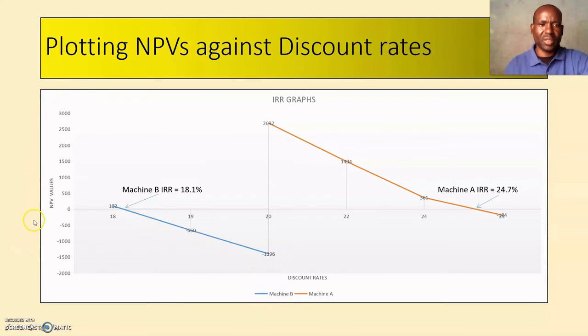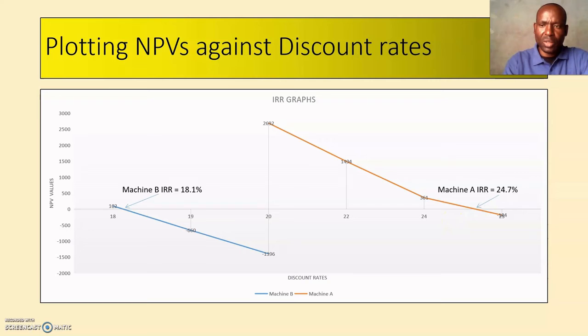So as you can see, these values on the y-axis are the NPV values. And then along the zero line, the x-axis, that is 0 NPV, you have the values for the percentages. So where these lines cross the 0 NPV line, that is where the internal rates of return lie. I've labeled them just to make it convenient. So for machine B, the internal rate of return is 18.1%. Then for machine A, the internal rate of return is 24.7%.